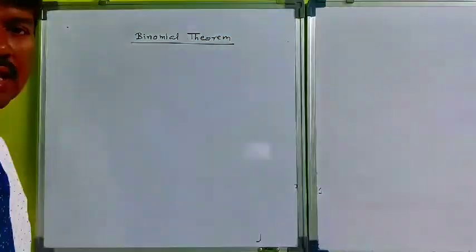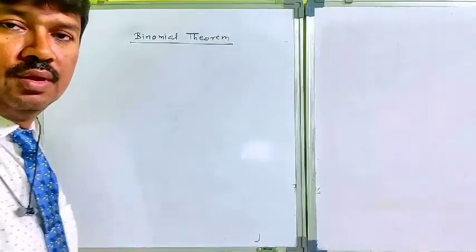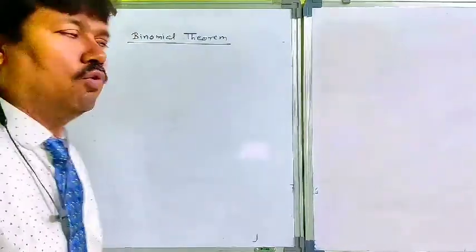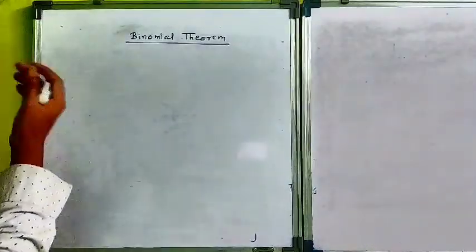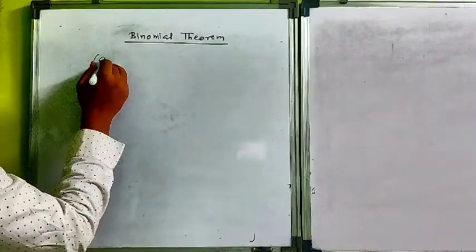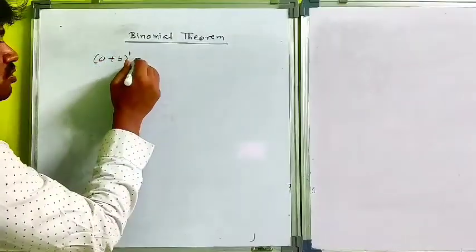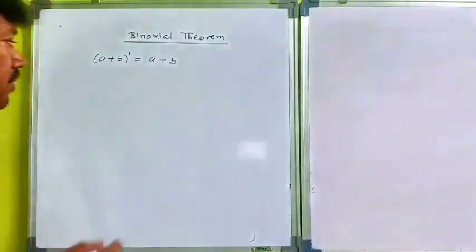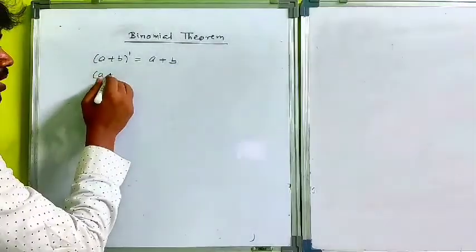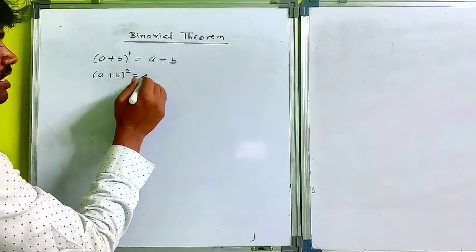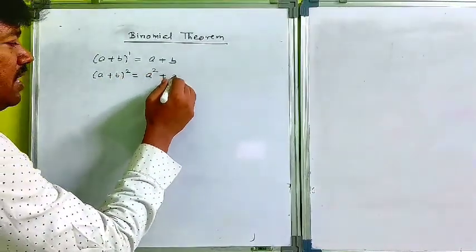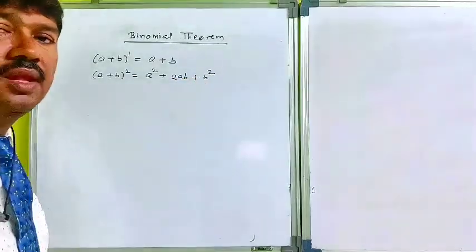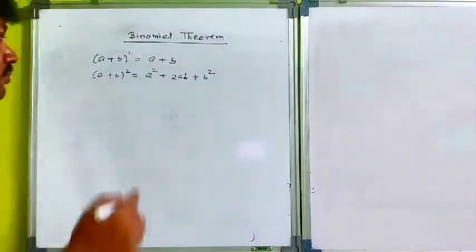means what? Bi means two. There are two terms, therefore it is called a binomial theorem. So there are expressions which you know, a plus b raised to 1. So what is that? a plus b. a plus b the whole square. What is that? It is a square plus 2ab plus b square.